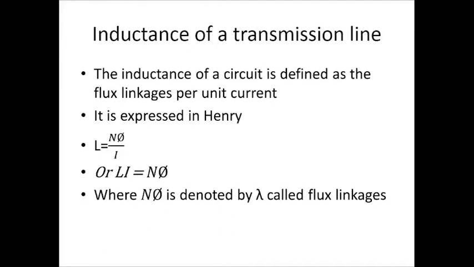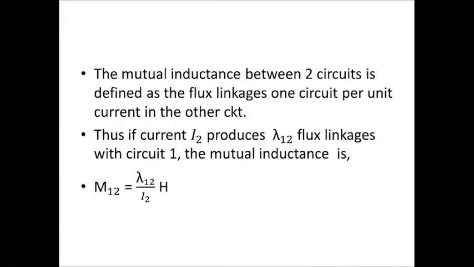L is given by N phi by I, or L I is equal to N phi, where N phi is called flux linkages denoted by lambda. The mutual inductance between two circuits is defined as the flux linkages of one circuit per unit current in the other circuit. Thus, if current I2 produces lambda 12 flux linkages with circuit 1, the mutual inductance M12 is equal to flux linkage lambda 12 divided by I2 Henry.